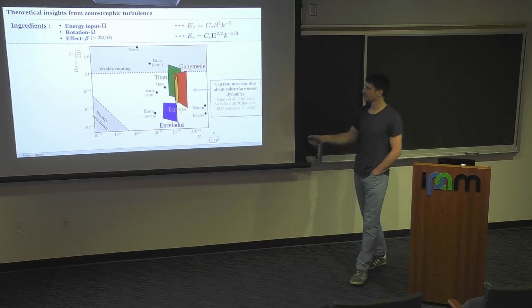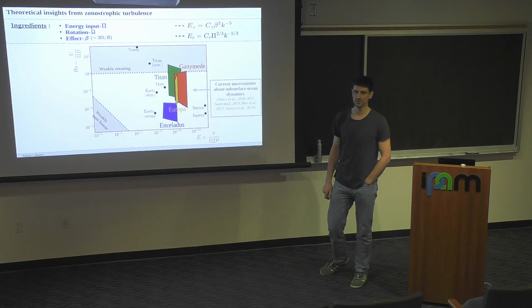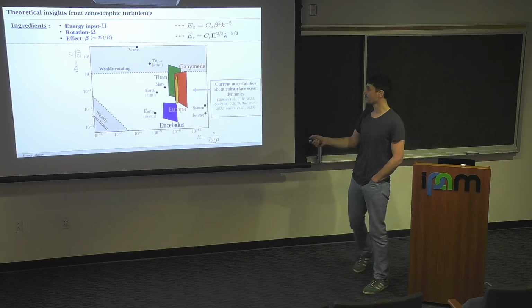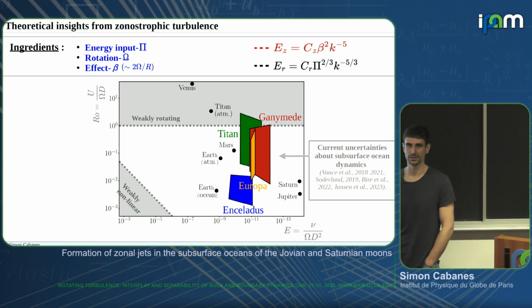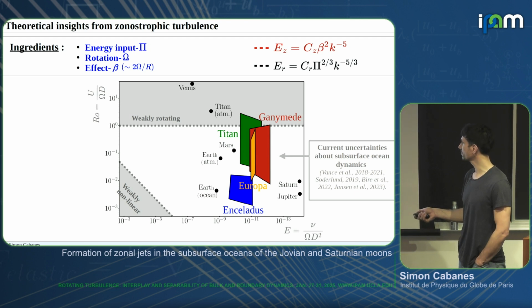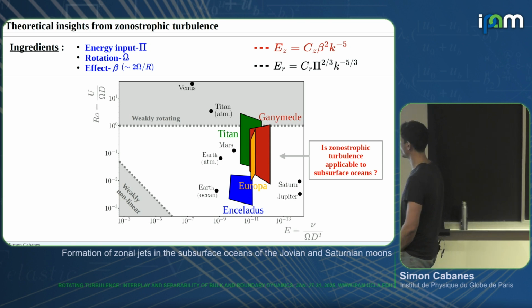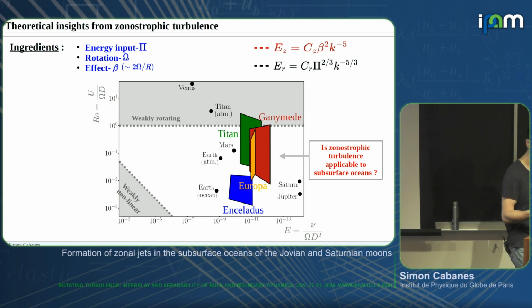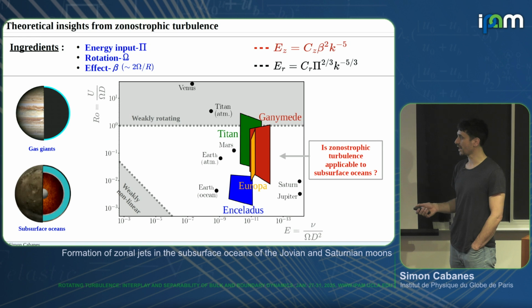That's why I have this huge uncertainty here along the Rossby, but as well you can report the uncertainty here on the thickness of the oceans. So we would like, thanks to the geostrophic scaling, to reduce those boxes. That would be wonderful. But to do that, we first have to answer if the geostrophic turbulence can be applicable to the subsurface oceans.